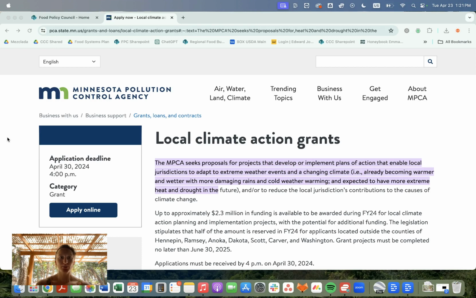As you can see on my screen, we're looking at the Minnesota Pollution Control Agency's local climate action grants. This is what has been selected.